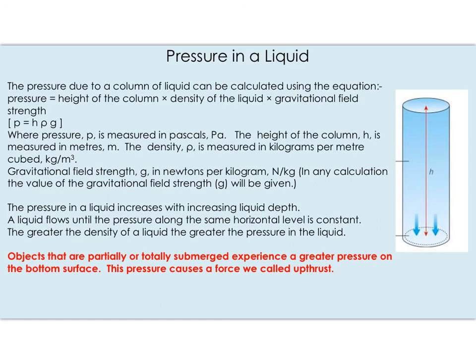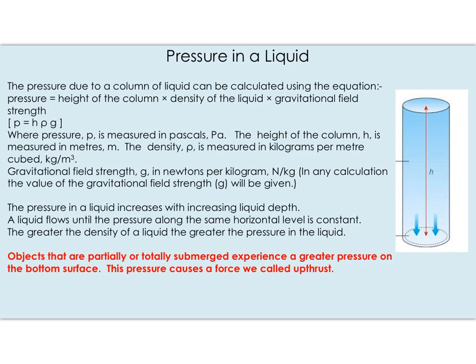The pressure due to a column of liquid can be calculated using the equation below. This is one of the equations that's given to you on the equation sheet. Pressure is equal to height of the column multiplied by density of the liquid multiplied by the gravitational field strength. So if you use the symbols there, we get P is equal to h multiplied by rho for density multiplied by g. So pressure, remember, is measured in pascals.